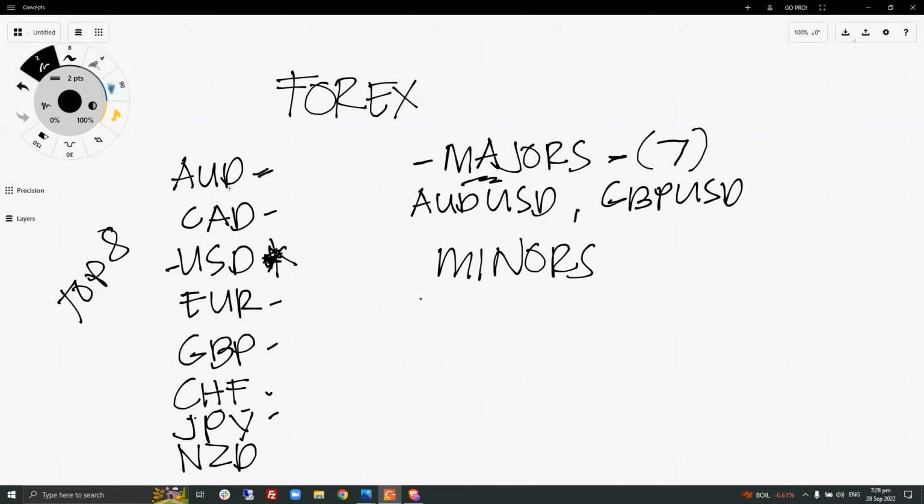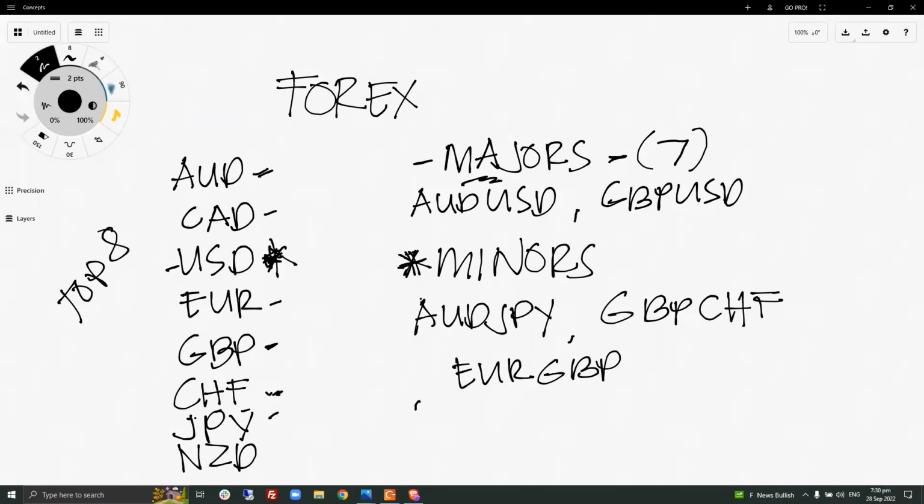So we could have EURJPY, we could have perhaps GBP or CHF, Euro GBP, and lastly, ang third category natin is tinatawag na exotics. Sa exotics, ito yung mga currency pairs wherein at least one nung currency na nandun sa pair na yon is not on this top 8. So example natin is yung kaninang binigay nating example is USD PHP because PHP is hindi kasama sa top 8.